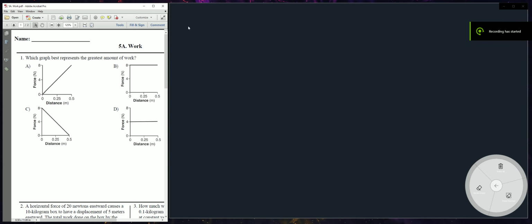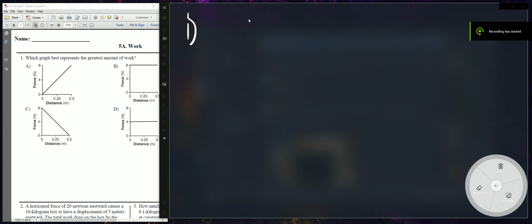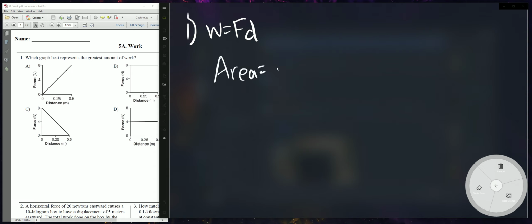All right, this is going to be 5A work. So which graph best represents the greatest amount of work? We know that work is force times distance, and if we take a look at the graph, we know that area is base times height. This is something you should know. And we know that the area of a triangle is 1/2 base times height.